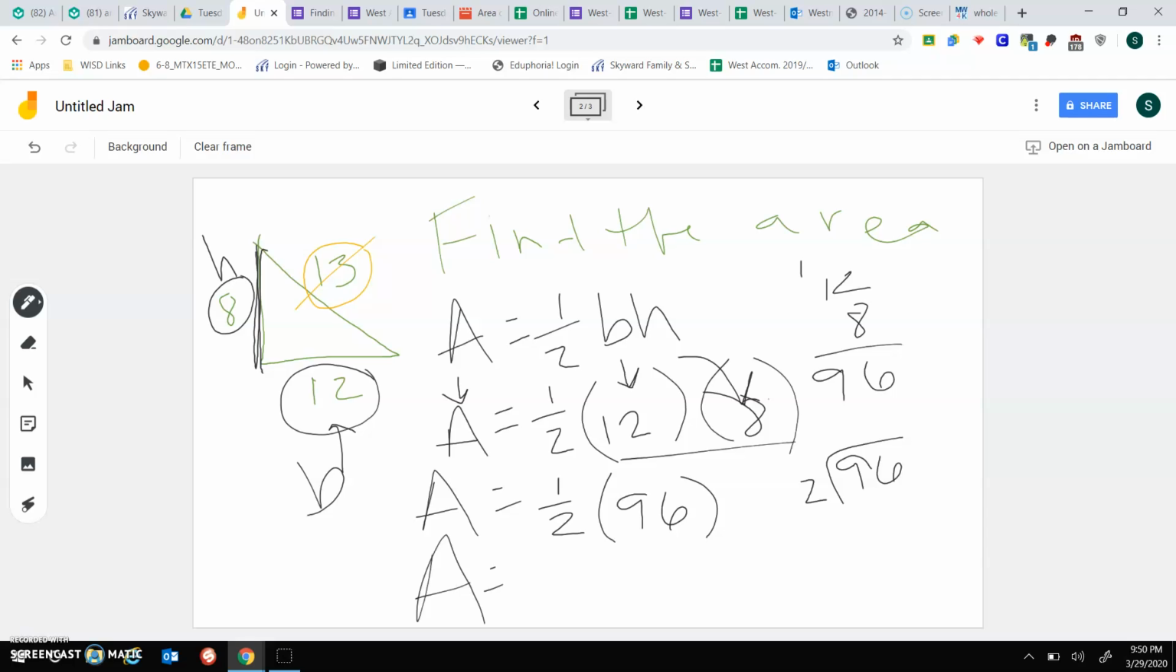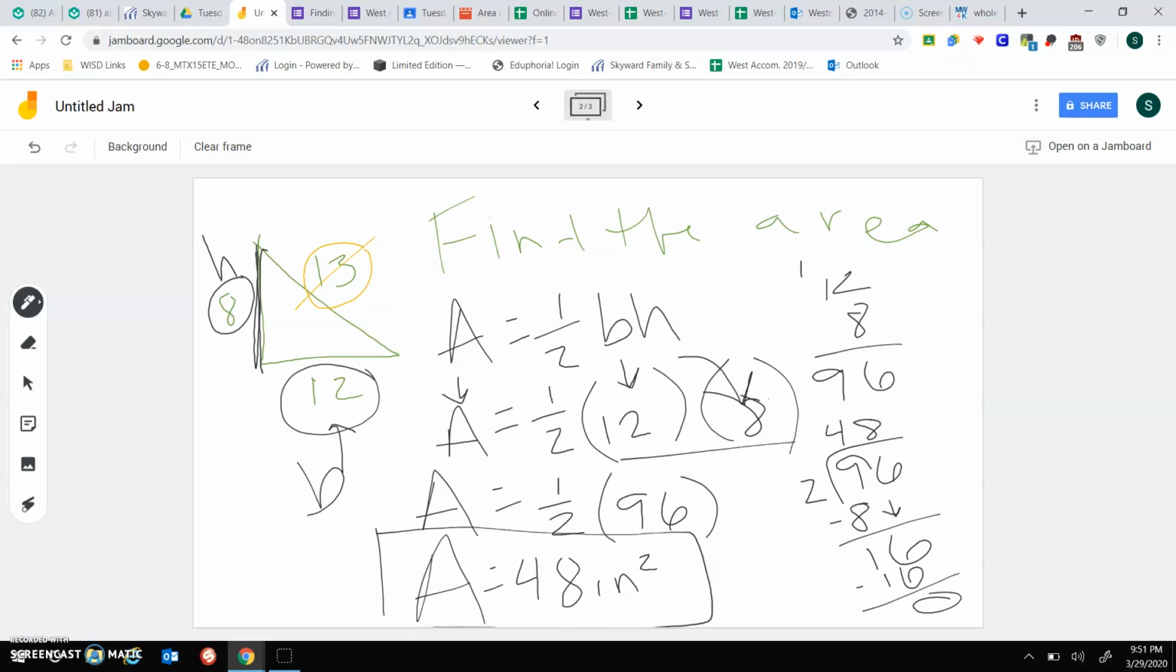Well, 2 can go into 9 4 times, which is 8. Subtract, we get 1. Bring down our 6. 2 can go into 16 8 times. 2 times 8 is 16, subtract, and we're done. So therefore the area is 48, and we'll say, well, this was inches squared.